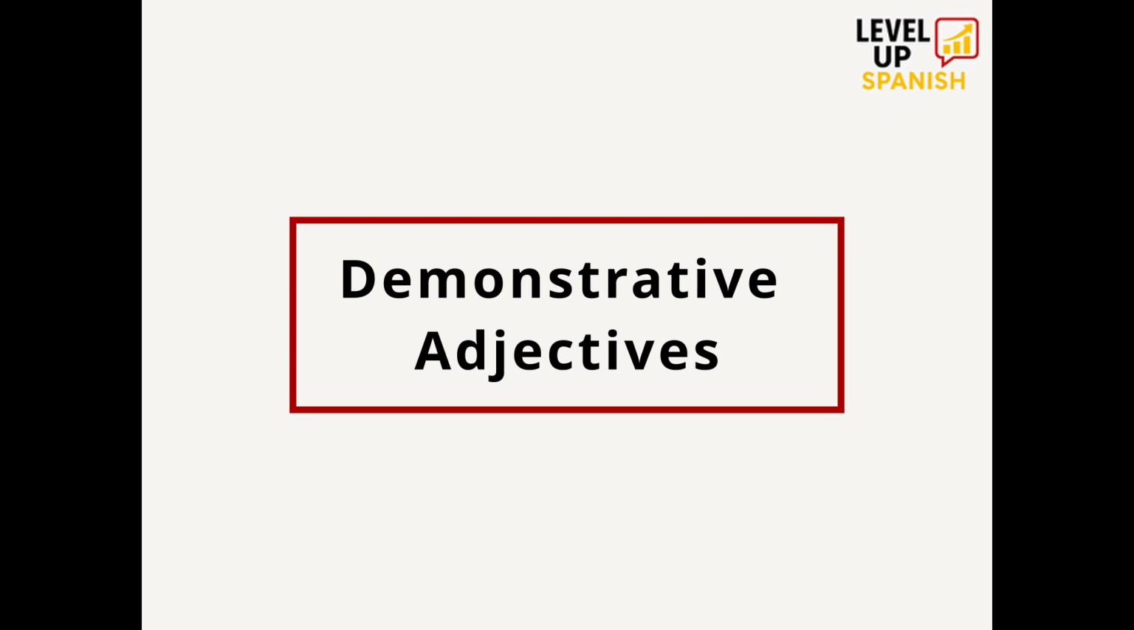In this lesson, you'll learn how to talk about things based on where they are, close to you or farther away, using words like this, that, these, and those. These are called demonstrative adjectives because they help us point to specific things. In Spanish, they must match the gender and number of the noun.